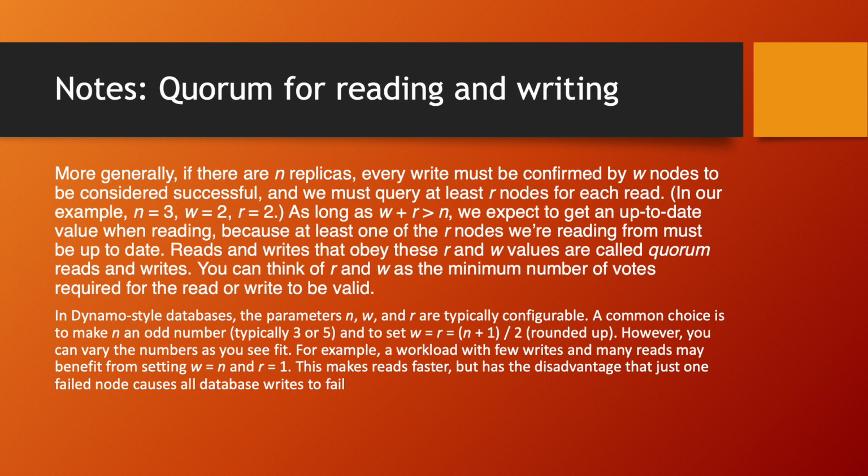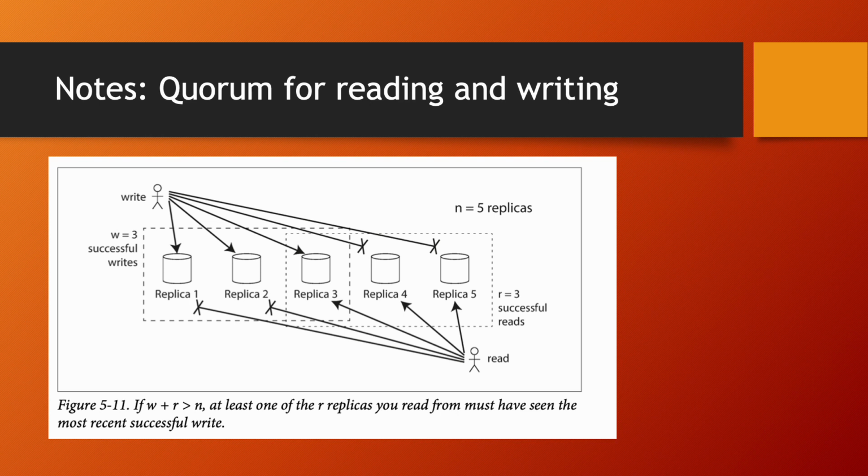In Dynamo-style databases, the parameters n, W, and R are typically configurable. A common choice is to make n an odd number, typically 3 or 5, and to set W and R equal to (n plus 1) divided by 2. However, you can vary the numbers as you see fit. For example, a workload with few writes and many reads may benefit from setting W equal to n and R equal to 1. This makes reads faster, but has the disadvantage that if one of the nodes fails, database writes fail. So here's the cartoon which depicts the relation W plus R greater than n, where at least one of the R replicas you read from must have seen the most recent successful write.